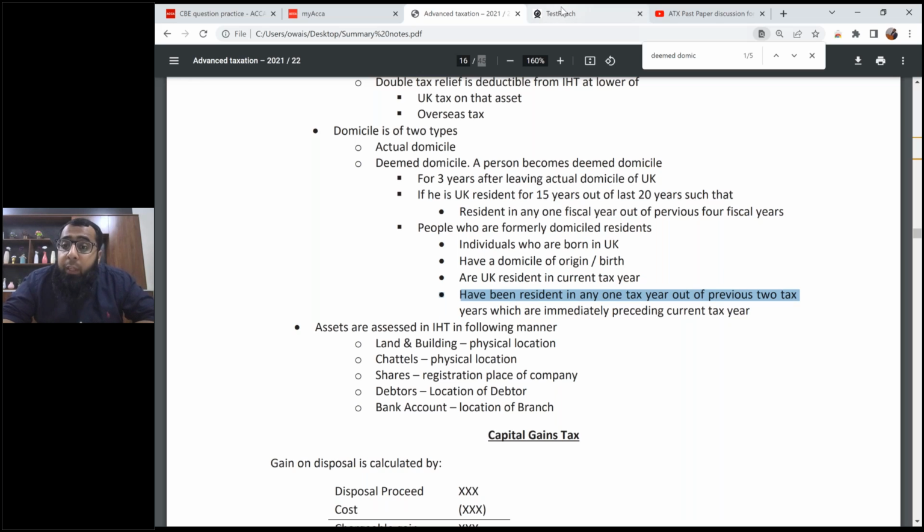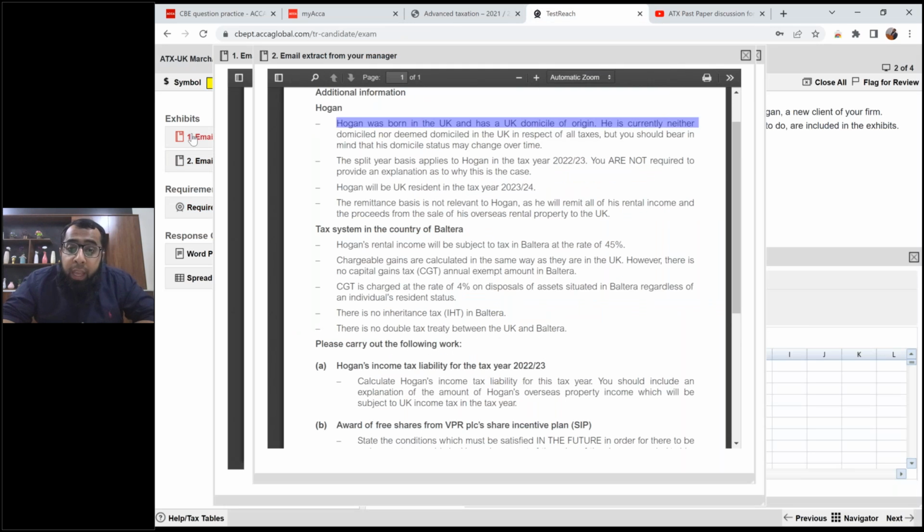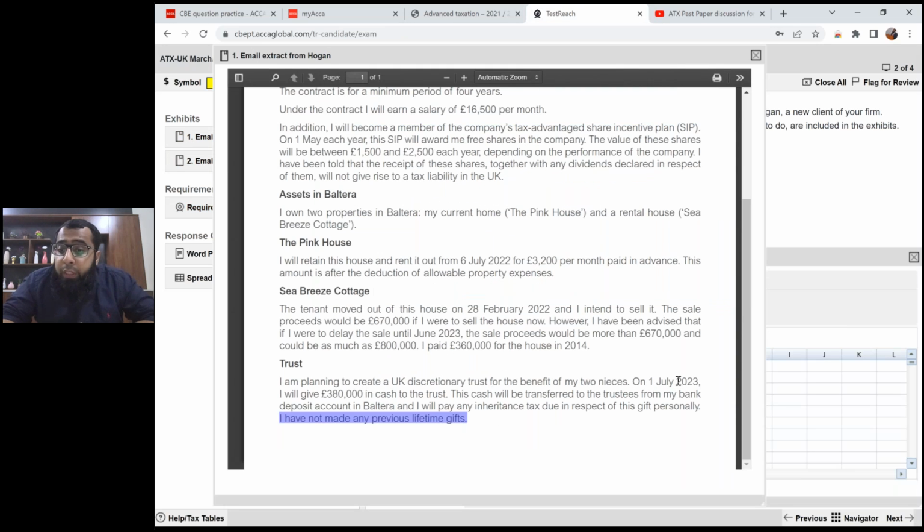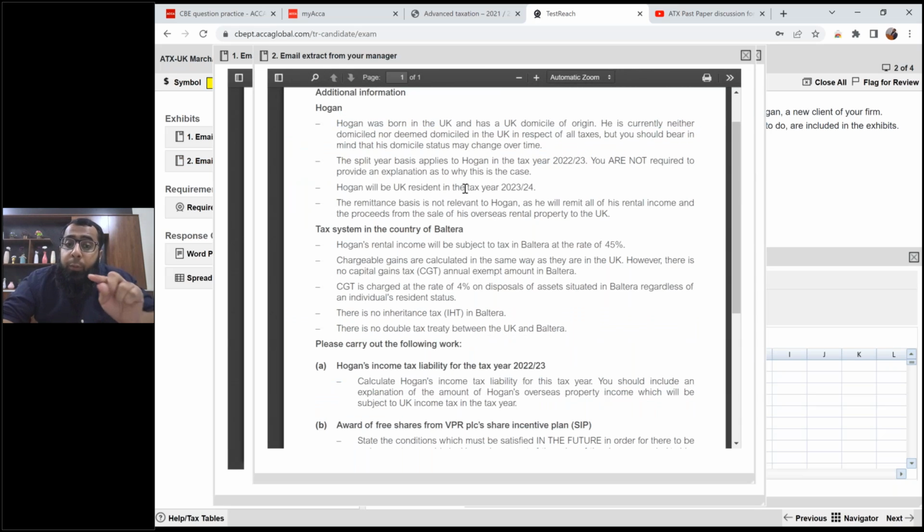Now let's look at Hogan. Let's look at the status of Hogan. Hogan is making the gift on what date? July 23. Hogan is making the gift on what date? July 23. Now July 23 means 23-24. Now, if you look at the question, in 23-24, Hogan is a UK resident. In 23-24, he is a UK resident.